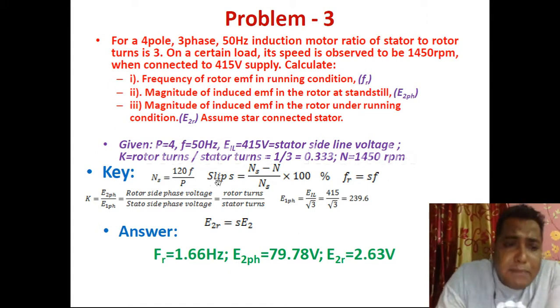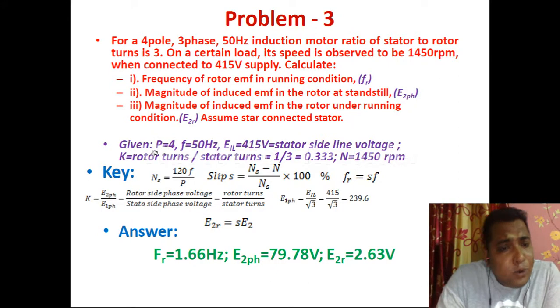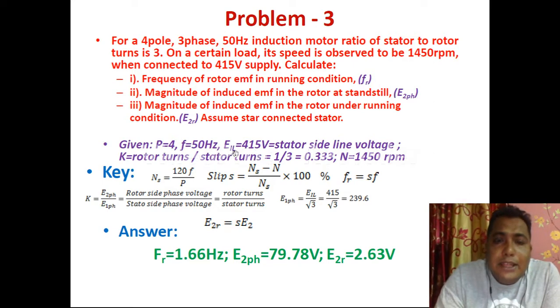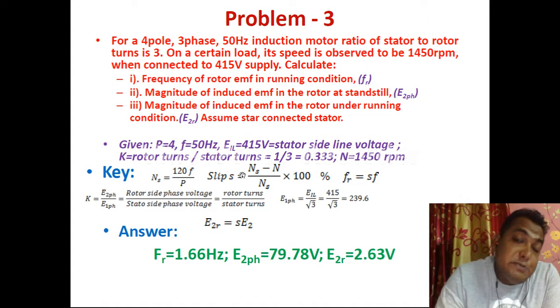So follow my pointer. What are the values given? Poles given, P is equal to 4. Supply frequency is 50 hertz. And the supply voltage is given, 415 volt, the stator side line voltage. The turns ratio is given, stator to rotor turns equal to 3. So K is equal to, actually the formula is opposite, rotor turns by stator turns, that is 1 by 3, so 0.33. And N is given, this speed is actually the rotor speed.